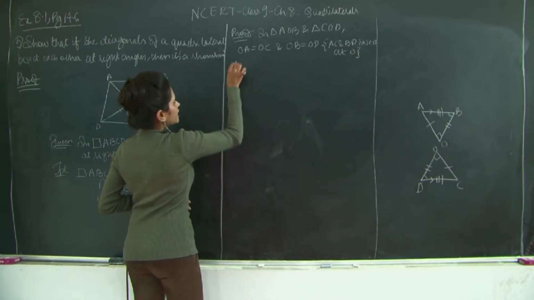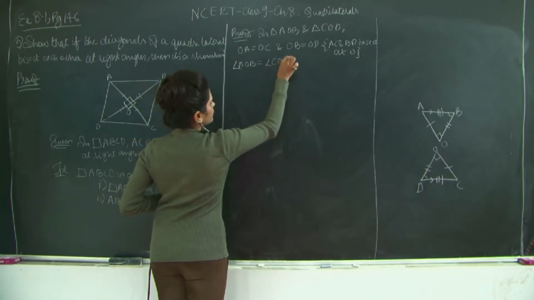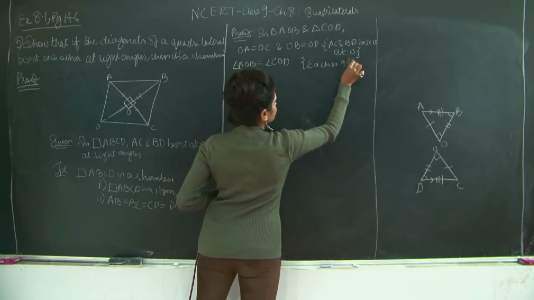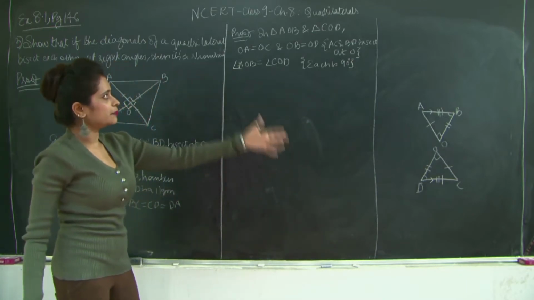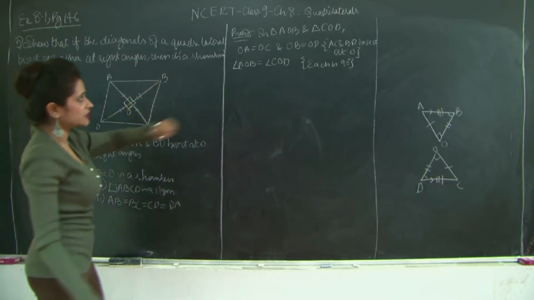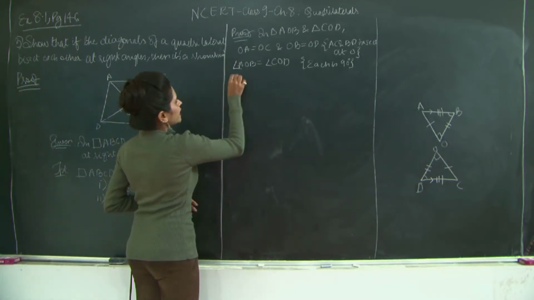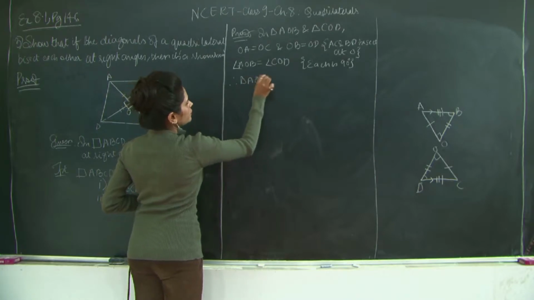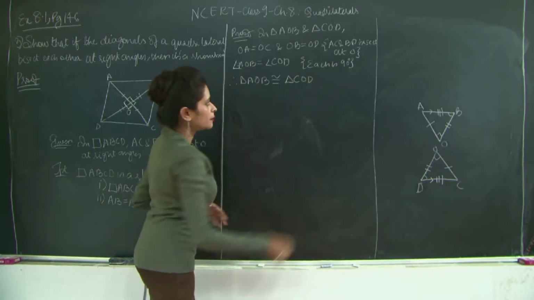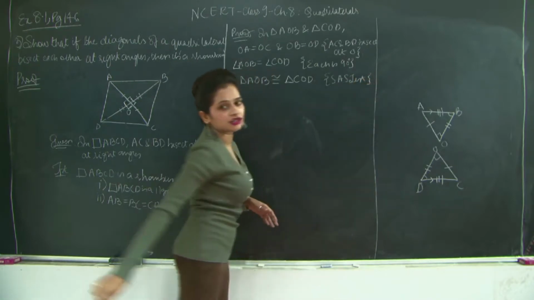Also, I have angle AOB is equal to angle COD. Why? Each is 90 degrees, since AC and BD bisect each other at right angles, right? So each one of these angles, as we discussed earlier, are 90 degrees. Therefore, what can I say? That triangle AOB is congruent to triangle COD by SAS test of congruence, which is also the side angle side test of congruence.